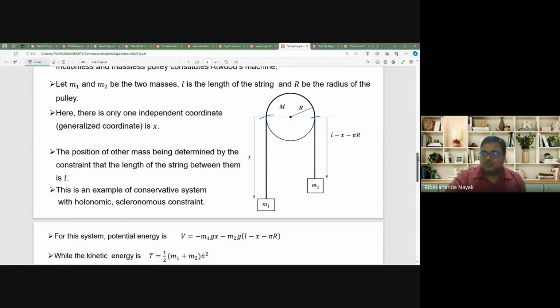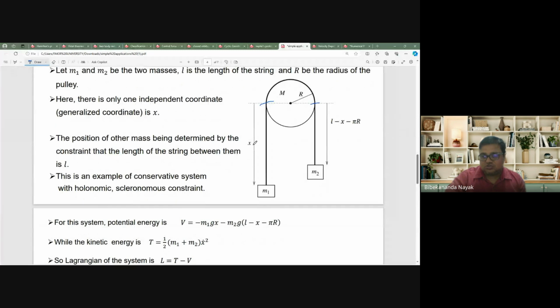So kinetic energy will be half m1 x dot square plus half m2 times the derivative square, but L dot is 0 and pi r dot is 0, only minus x dot remains, and hence the square of minus x dot is x dot square. So kinetic energy will be half m1 x dot square plus half m2 x dot square.